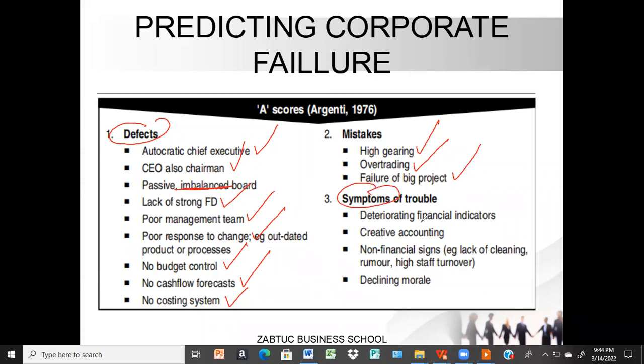Symptoms. Deterioration in the financial indicators, your profitability, your liquidity, and a wide practice of creative accounting. Non-financial signs such as lack of cleaning, rumors, high turnover, decline in morale. So these are some of the items that can indicate potential failure of organizations.